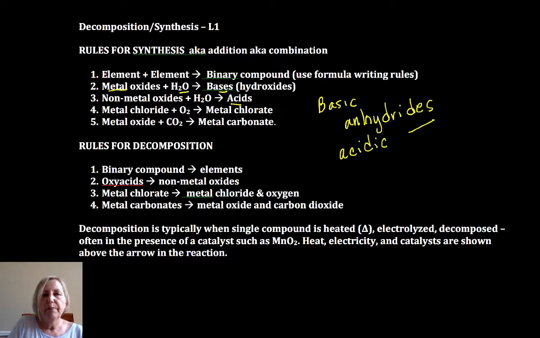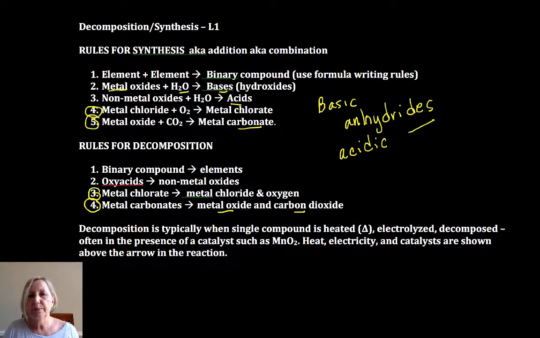Okay. Metal chlorides plus oxygen make the metal chlorate. Just like that. So if you look at that rule, bring it right down here. Metal chlorates make metal chlorides and oxygen. Okay, metal oxides plus CO2 make metal carbonates. Metal carbonates decompose to make metal oxides and CO2. So for many of these, if you've learned one rule, you've memorized the other.